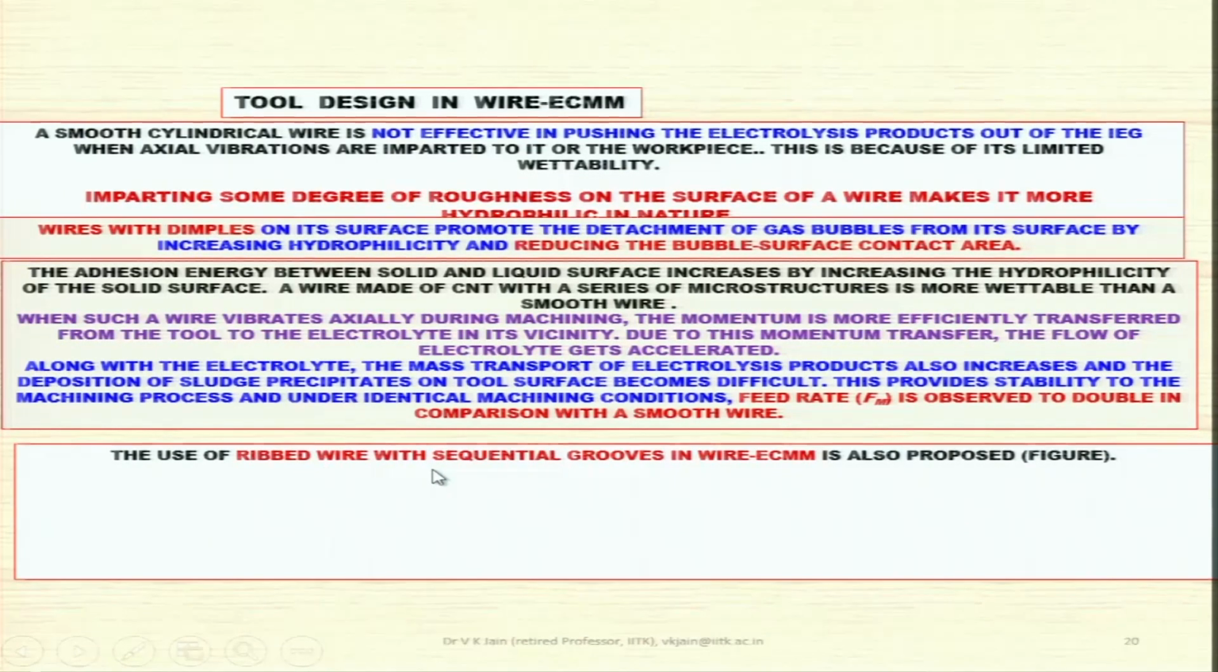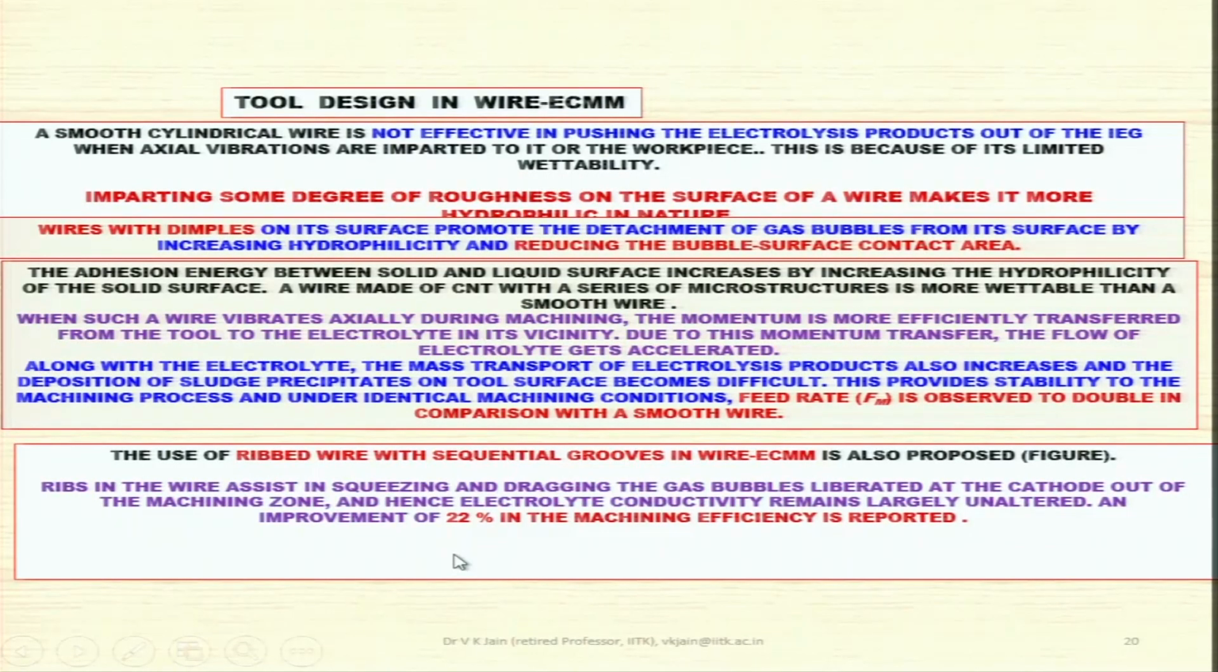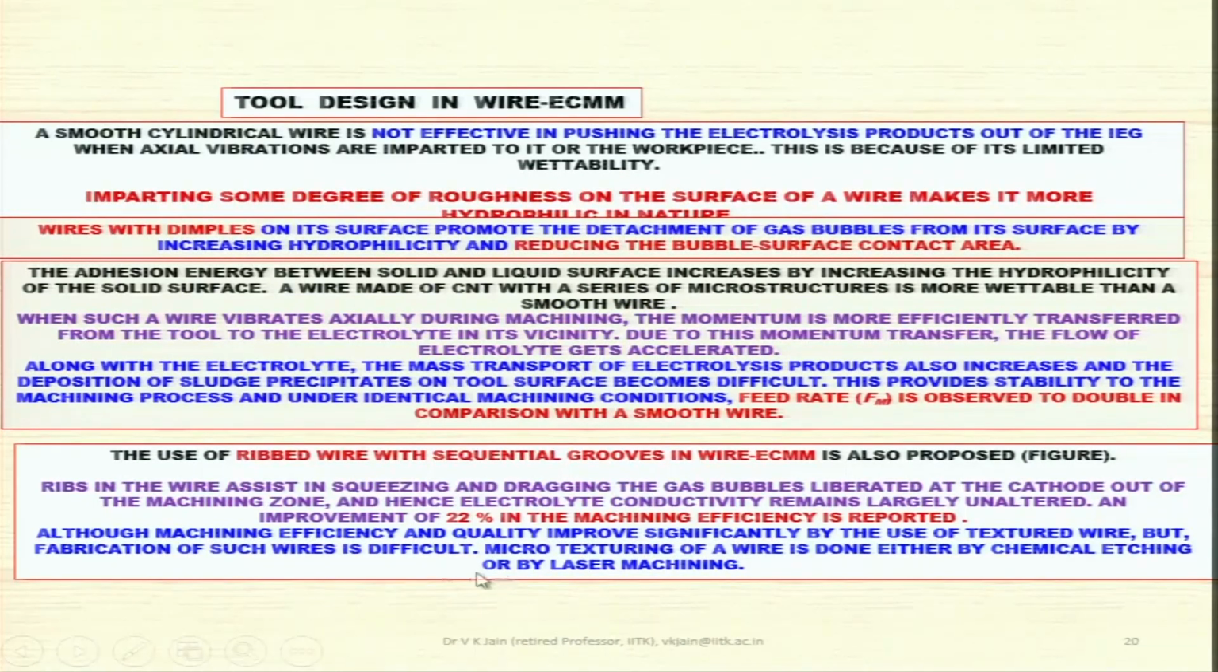The use of ribbed wire with sequential grooves in wire ECMM is also proposed. I have already shown it to you in the earlier figure. Ribs in the wire assist in squeezing and dragging the gas bubbles liberated at the cathode out of the machining zone, and hence electrolyte conductivity remains largely unaltered. An improvement of 22% in the machining efficiency is reported when you are using this type of tool. Although machining efficiency and quality improve significantly by the use of textured wire, fabrication of such wires is really difficult, not that easy. Micro texturing of a wire is done either by chemical etching or by laser machining.